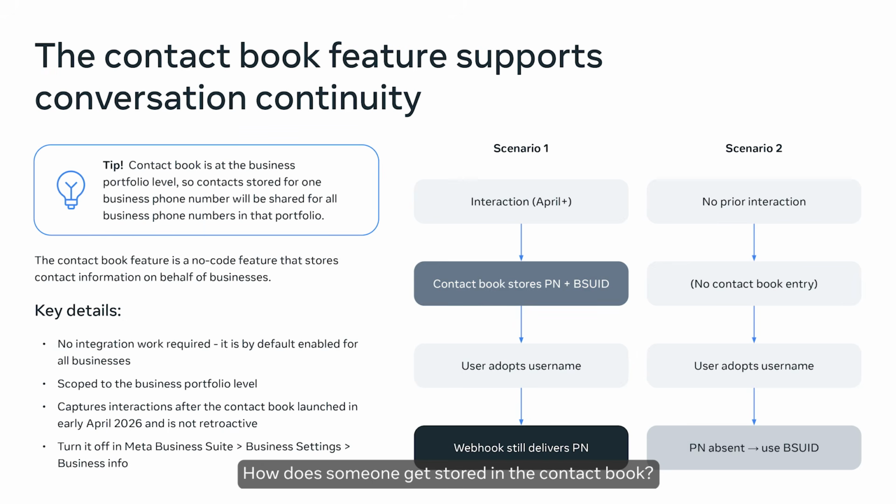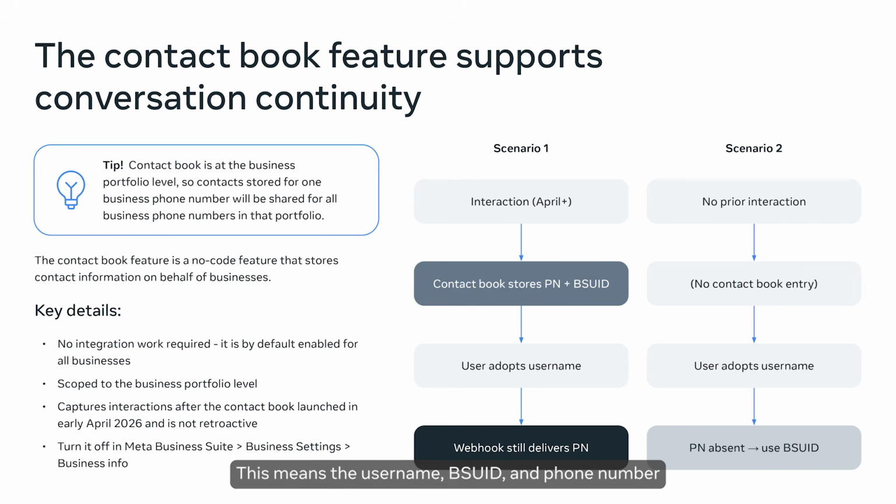How does someone get stored in the contact book? This is a new feature that launched in early April 2026, which stores contact information on behalf of businesses to support conversation continuity once usernames start to get adopted. The contact book stores contact information, phone number, and BSUID for users that the business talks to after the feature was launched and enabled. Later, if a user adopts a username and sends a message to a business, the contact information in the contact book can be referenced.